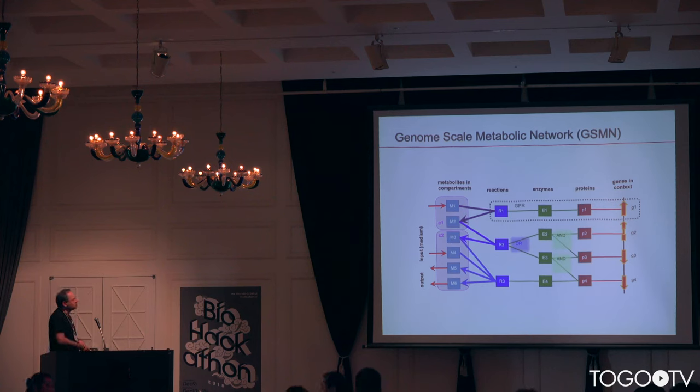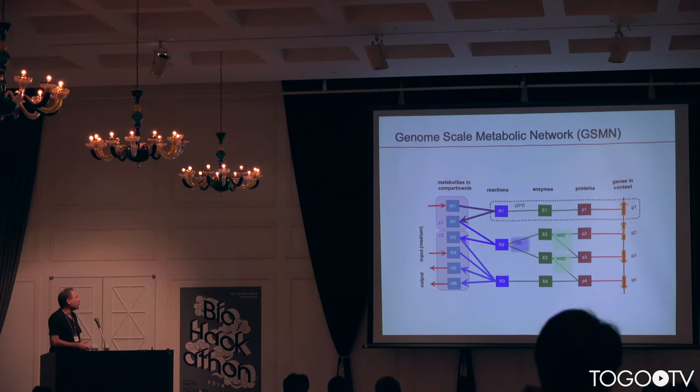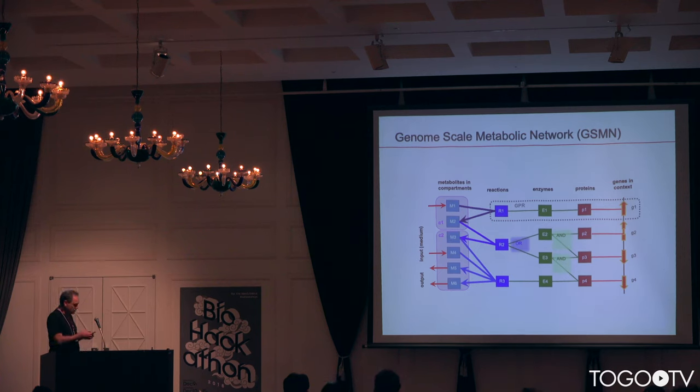complicated objects that you can represent as graphs, and typically you have five types of nodes in these objects. You have metabolites that are chemical species in subcellular compartments. You have biochemical reactions. The metabolites together with the reactions are forming a bipartite graph, and this bipartite graph is decorated with enzymes made of proteins, and you can go to the genomic level.